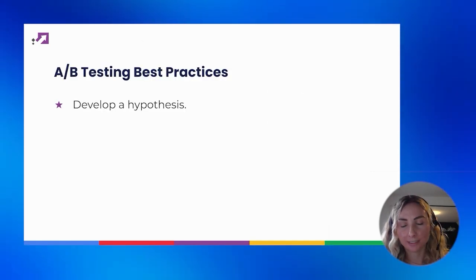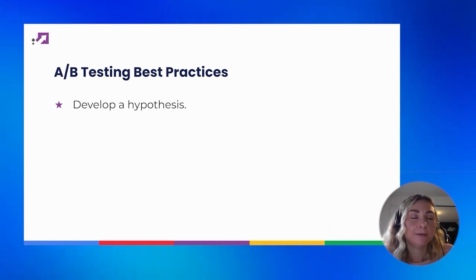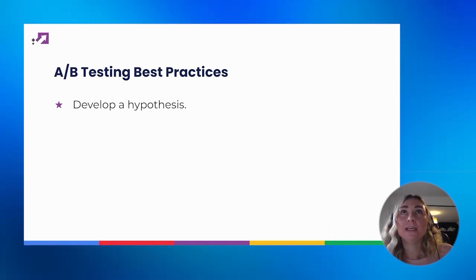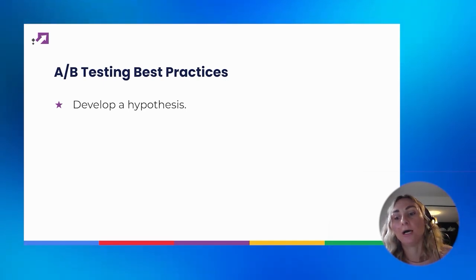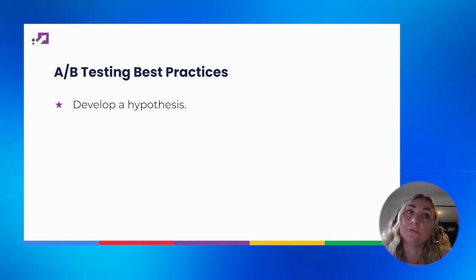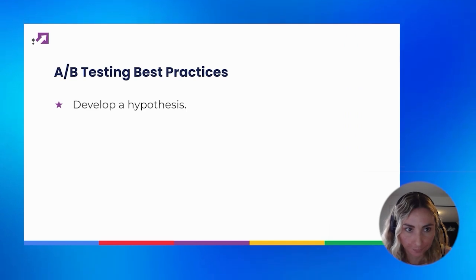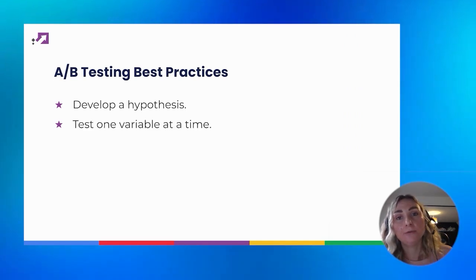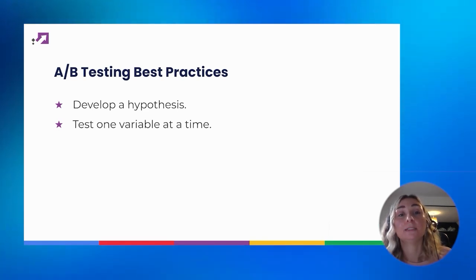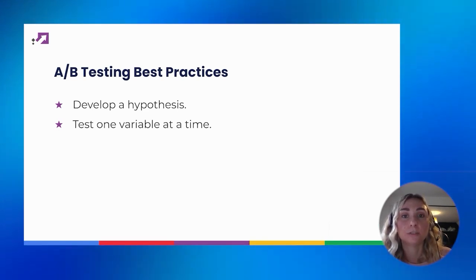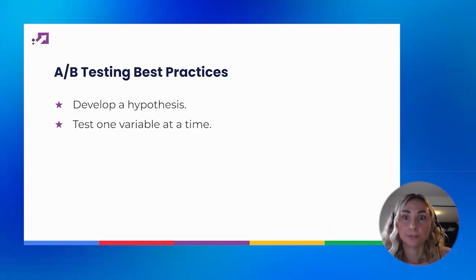Develop a hypothesis. So we're going to get scientific here. Don't just run tests for the fun of it. Think about what you expect to happen as a result of the change you are doing. So I think we'll get more sales if we use this image, for example. Test one variable at a time. So don't have a wildly different image and copy. Decide just to change the image and keep the same copy, because otherwise you're not going to know what it is about the ad variant that is causing the difference in results.